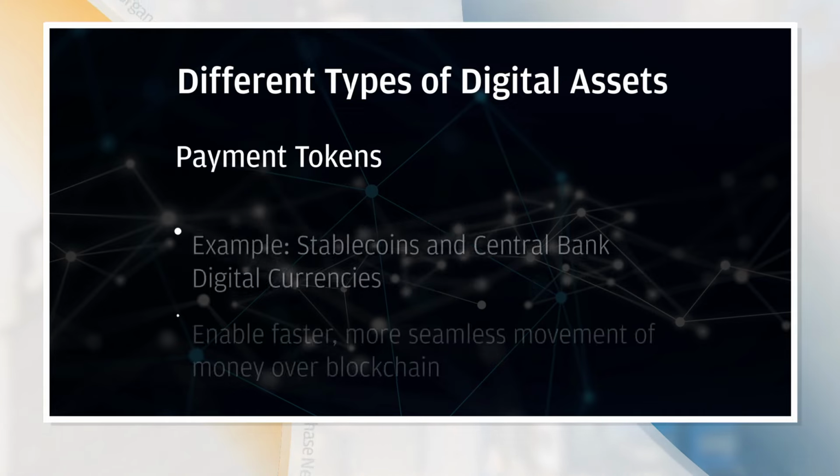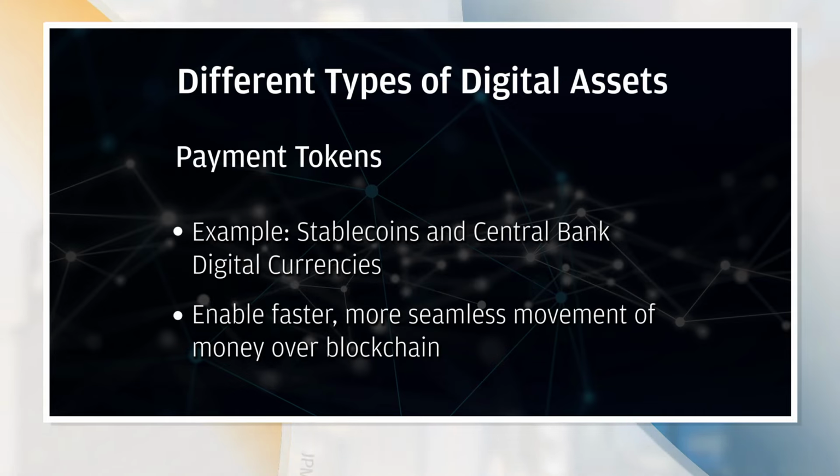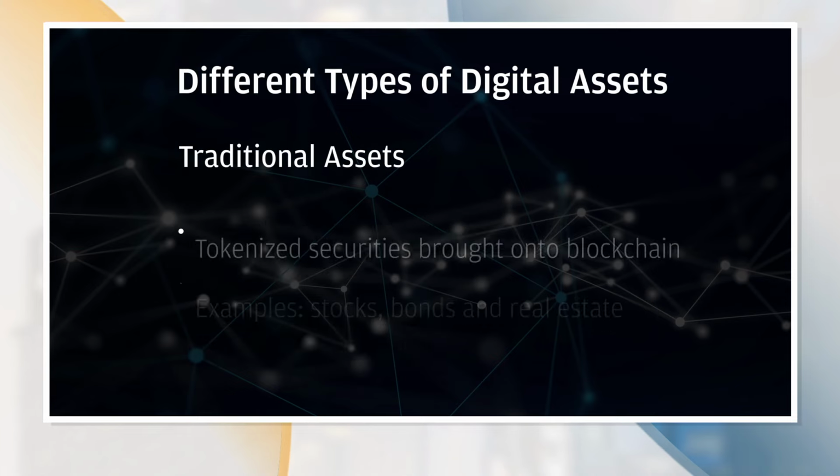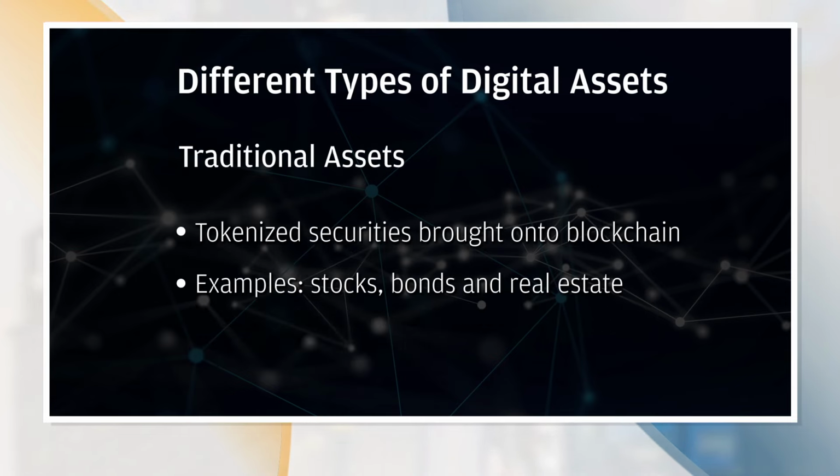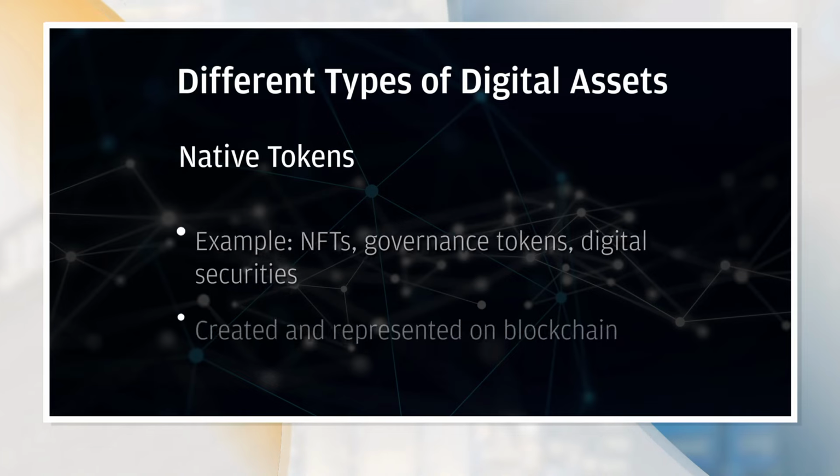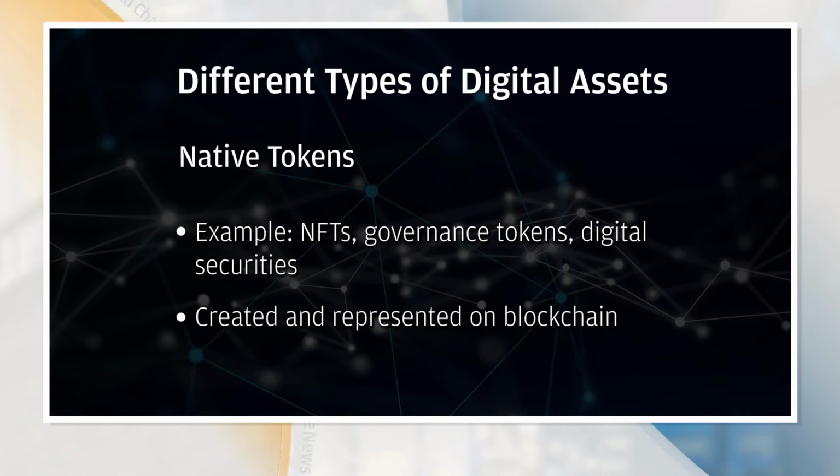Then we have payments tokens like stablecoins and central bank digital currencies that really enable the faster, more seamless movement of money over blockchain. Third, we have traditional assets, which are tokenized securities, and bringing those onto blockchain. Think about stocks, bonds, even real estate. And finally, native tokens, NFTs, governance tokens, even digital securities that you're creating and representing on blockchain.